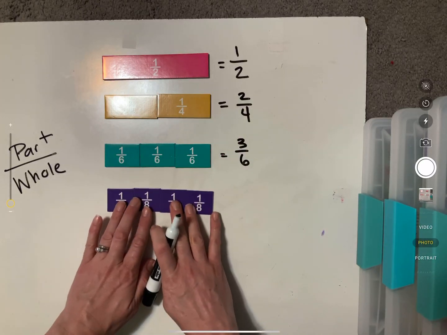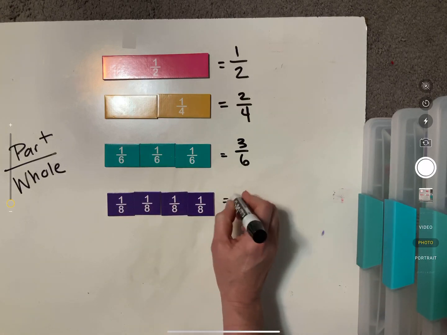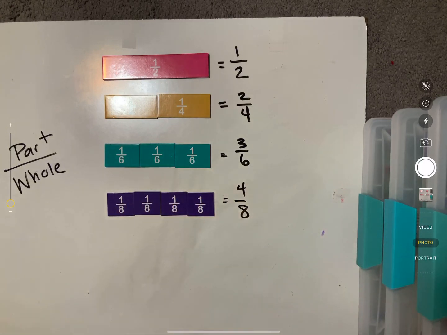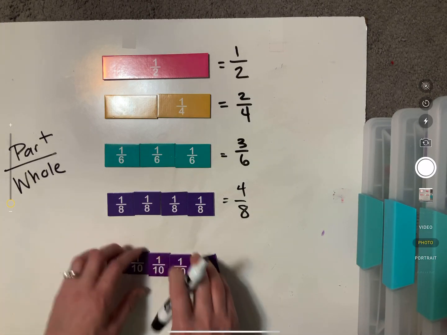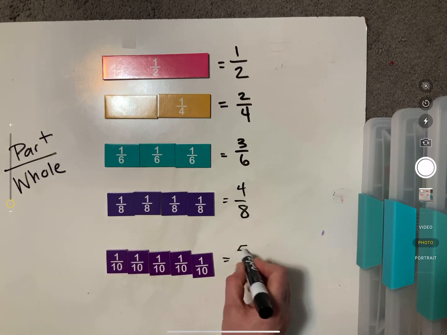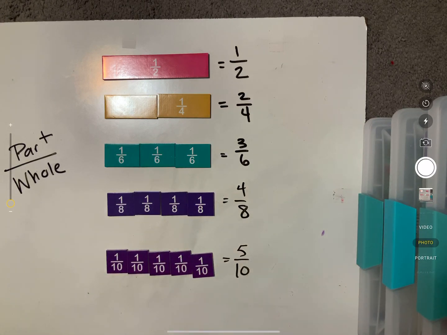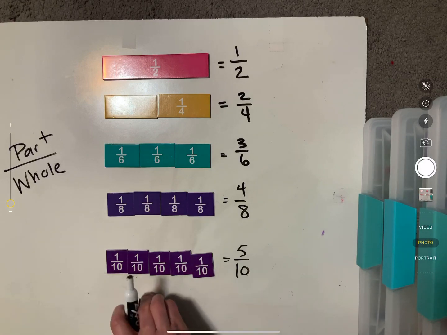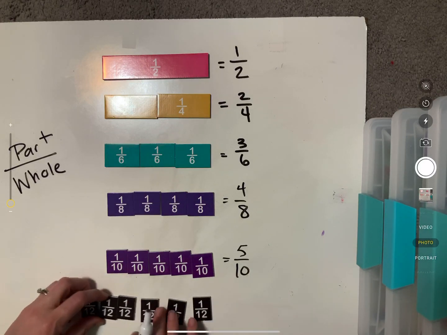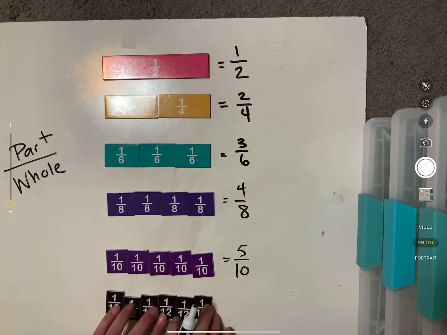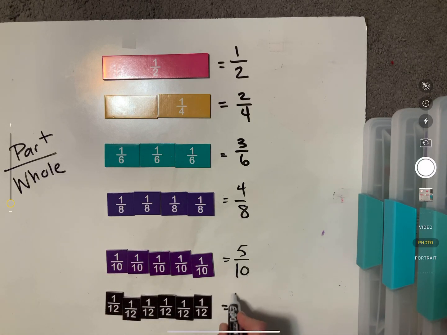And then we're going to have 4/8. And then we've got tenths again. So these are 5/10. And then our last one that we didn't do before are 12ths. They're itty bitty. Teeny tiny little guys. So these are 12ths. So 6/12. Okay, so that is our bars.